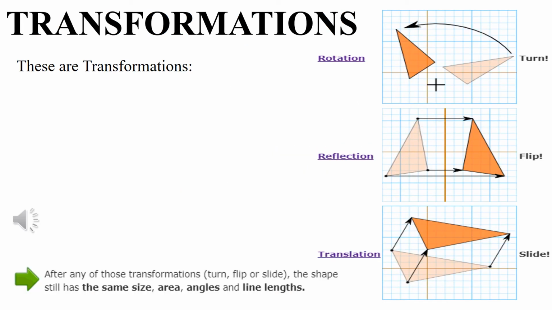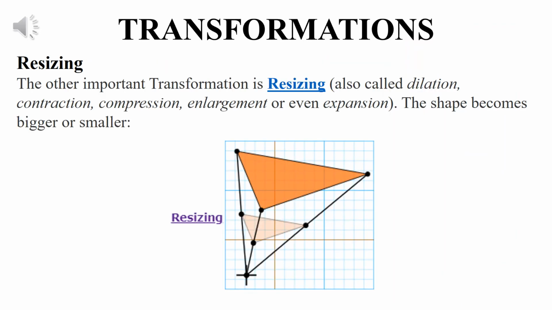Transformations. These are transformations: rotation, turn, reflection, flip, translation, slide. After any of those transformations, turn, flip, or slide, the shape still has the same size, area, angles, and line lengths. Resizing. The other important transformation is resizing, also called dilation, contraction, compression, enlargement, or even expansion. The shape becomes bigger or smaller.